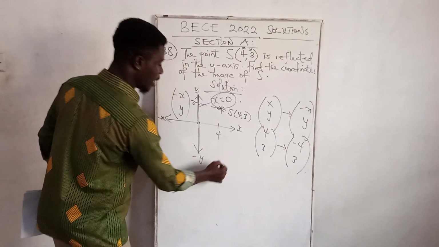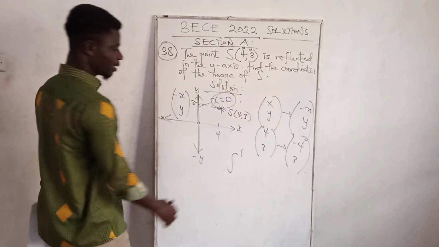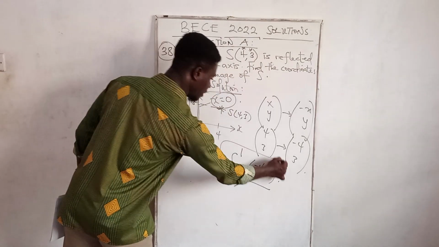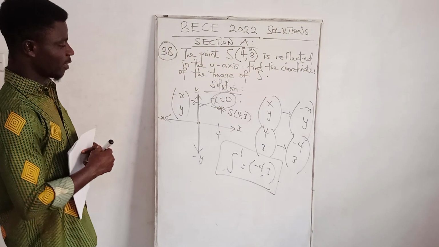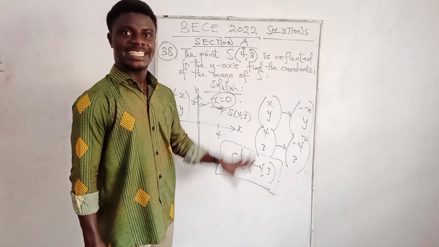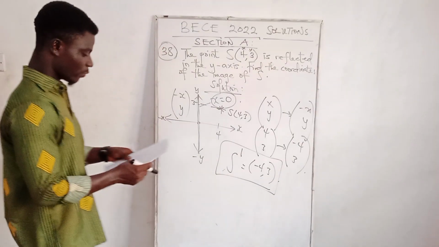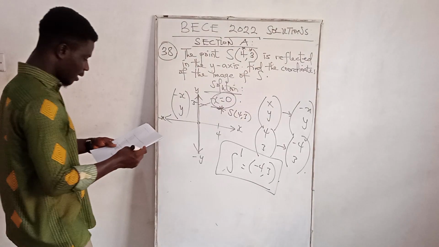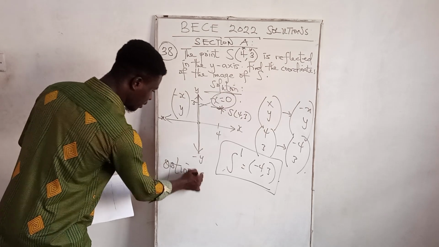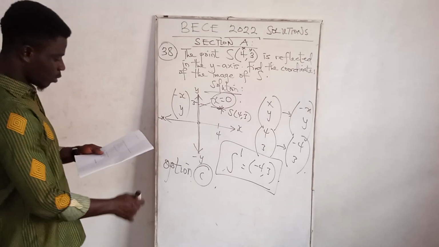So I have x, y is 4, 3, maps onto x is negative, so negative 4, then y still what? Maintain. So I have my S image, right? Which is what? Negative 4, 3. So this one is the image of S. So S image equals what? Negative 4, 3. So negative 4, 3 is option C. Option C.